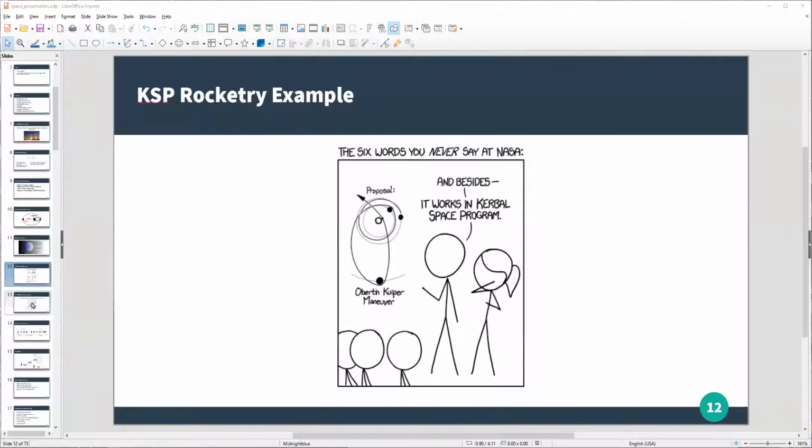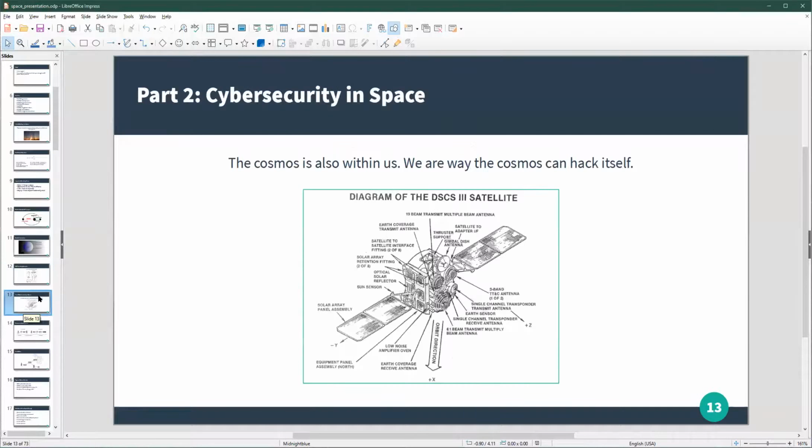All right, so now we know how rockets work. So let's get into space hacking, cybersecurity in space. So the cosmos is also within us. We are the way the cosmos can hack itself.